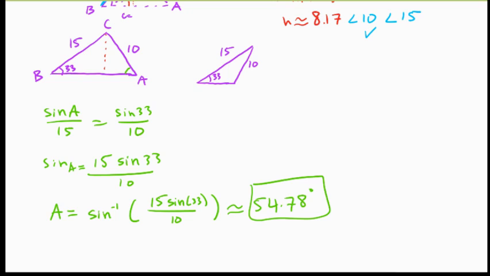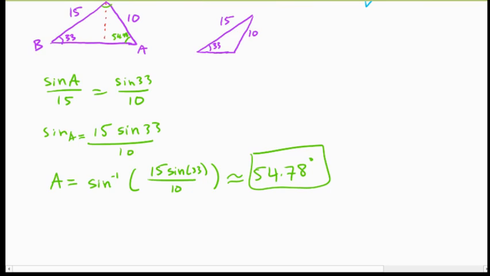Now for angle C, I know that this is about 54.78, so I'm going to take 180 and subtract the 2 angles that I know to find my third angle. So 180 minus 33 minus 54.78. Because I rounded A, this angle C is also rounded. So just know that I get 92.22.